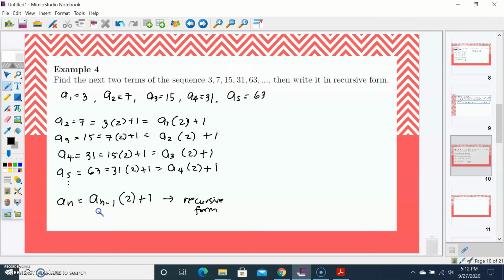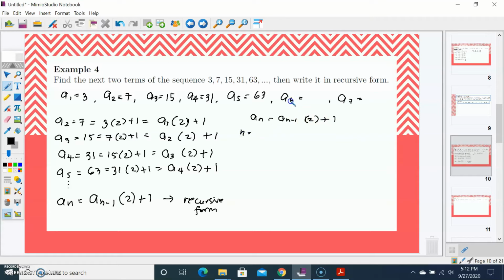Now, using this recursive formula, we can find the next two terms. Ano ba yung next two terms natin? We have a sub 6 and then we have a sub 7. Okay? So, using now the recursive form, we have a sub n, which is equal to a sub n minus 1 times 2 plus 1. Okay?